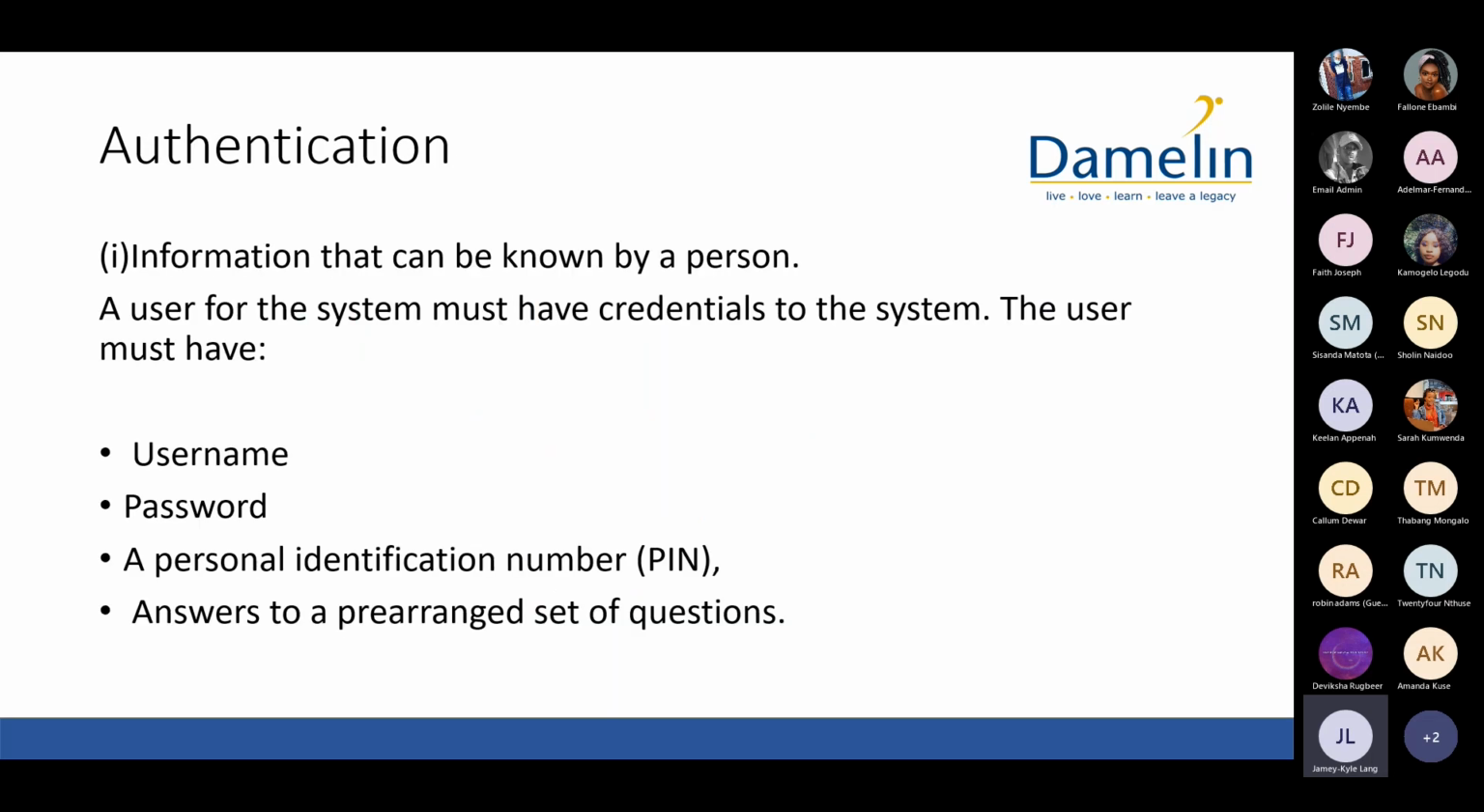And authentication, information that can be known by a person, a user. For the system, the user must have credentials. The user must have what? A username. Okay, authentication involves you having a username, a password, a PIN, security questions that may be pre-arranged for you to prove that you are who you are if you forget or you're trying to reset your password, okay? So these are different mechanisms we use. A PIN is usually just containing only 4 digits, okay? But it's just a combination of numbers, as opposed to a password, which is more of an alphanumeric special character kind of combination.